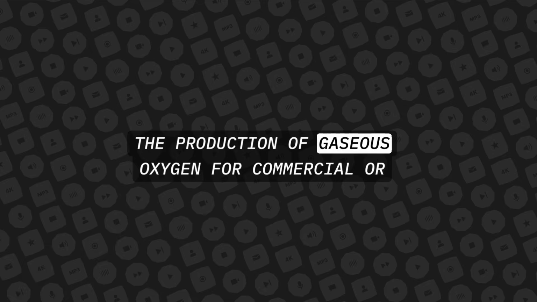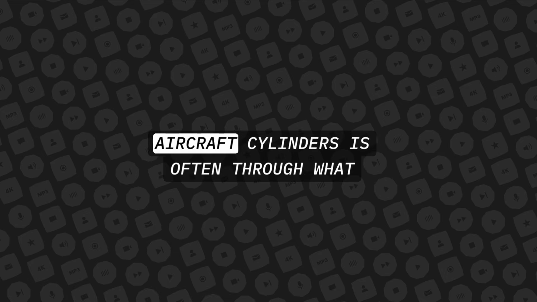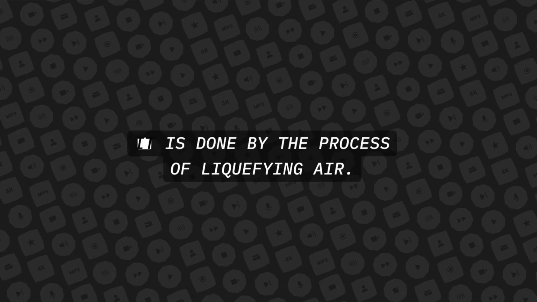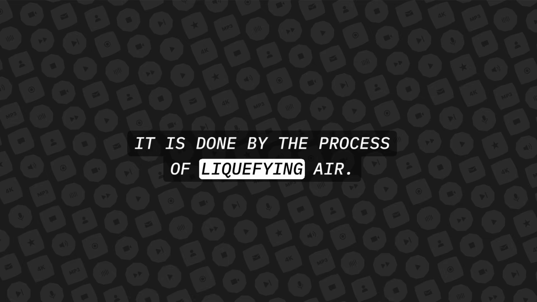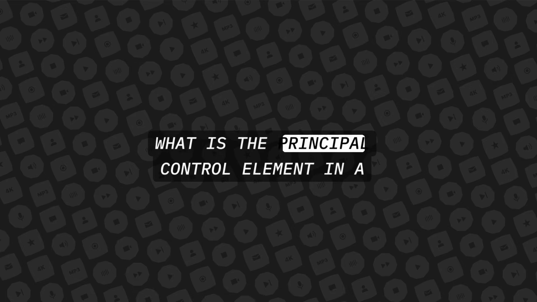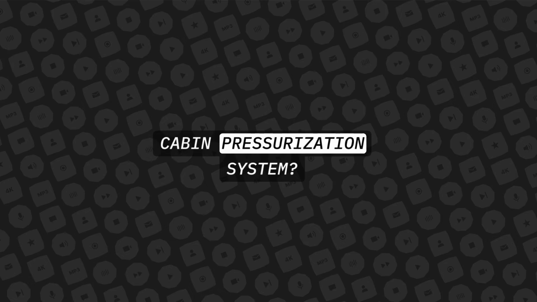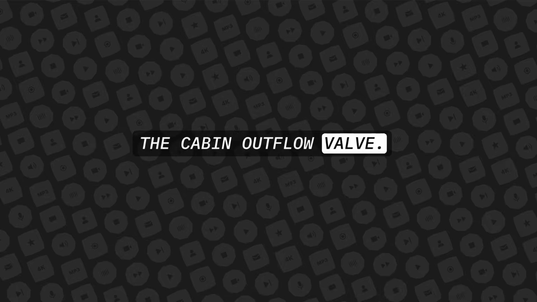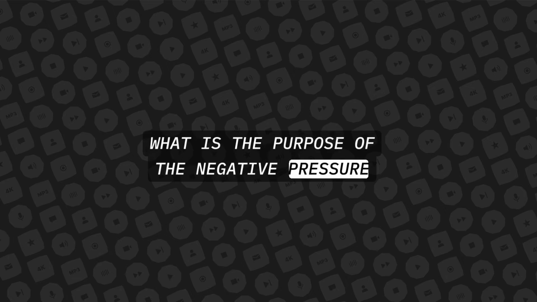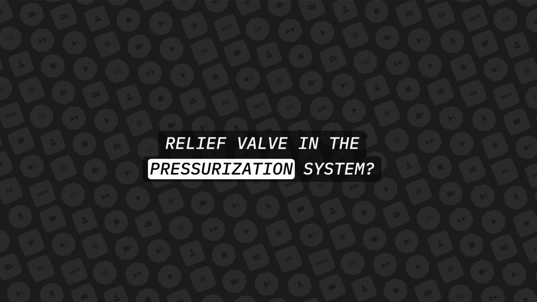The production of gaseous oxygen for commercial or aircraft cylinders is often through what process? It is done by the process of liquefying air. What is the principal control element in a cabin pressurization system? The cabin outflow valve. What is the purpose of the negative pressure relief valve in the pressurization system?